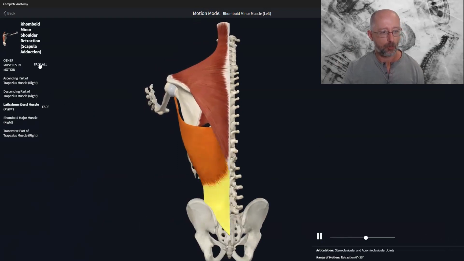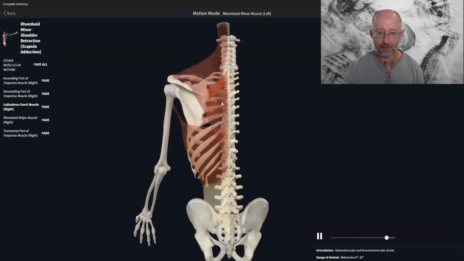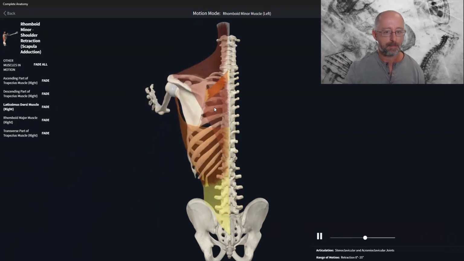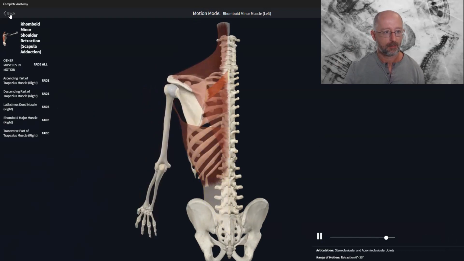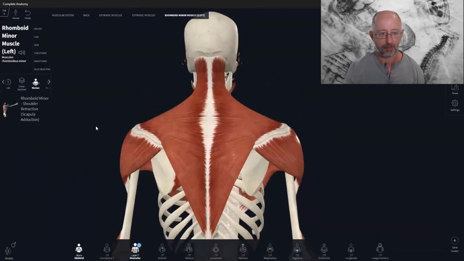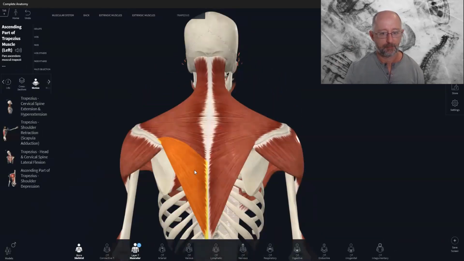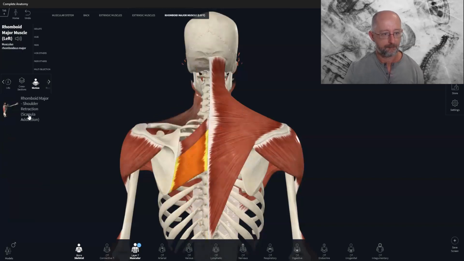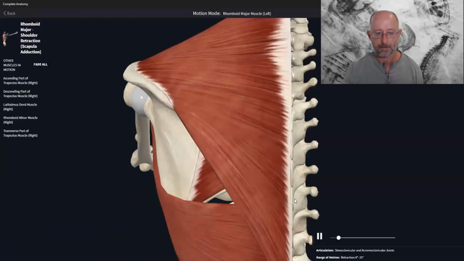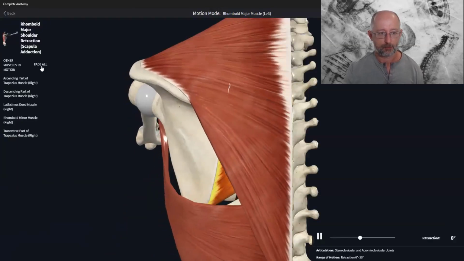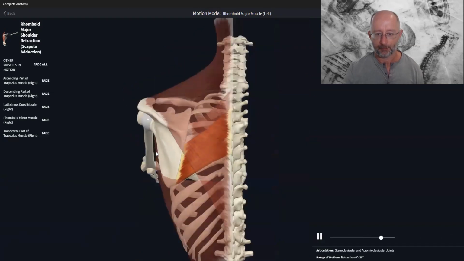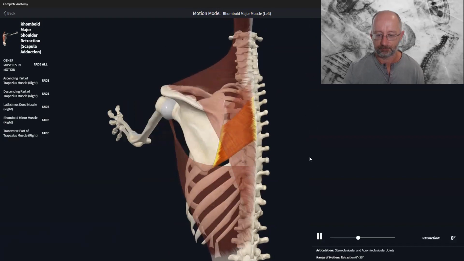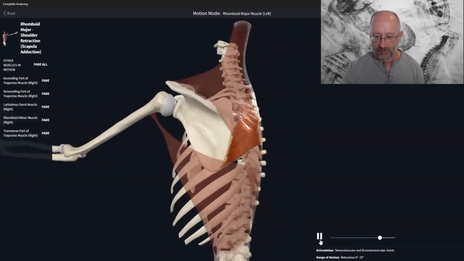Now, if we come over here, we can see we've got rhomboid major here, rhomboid minor. Actually, I wonder if that was because I was on rhomboid minor. Let me go back to here. There we go. Good. I must have been on rhomboid minor when I went to get motion. It's essentially the same muscle. So let's break it down.